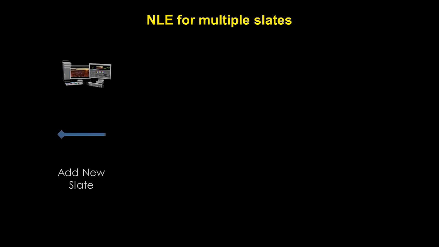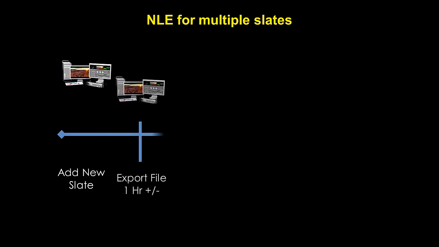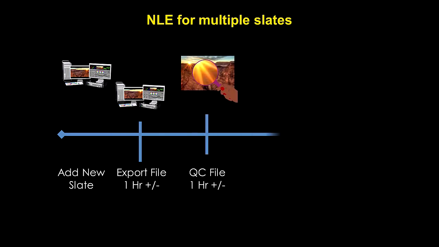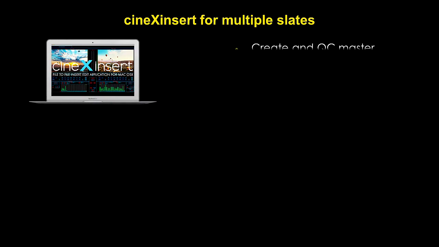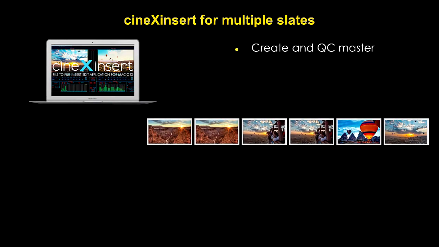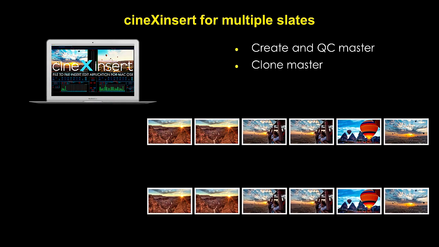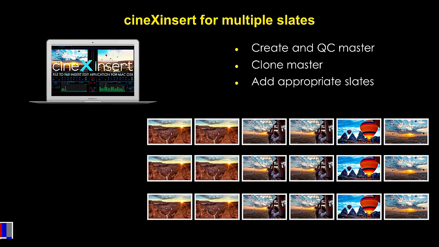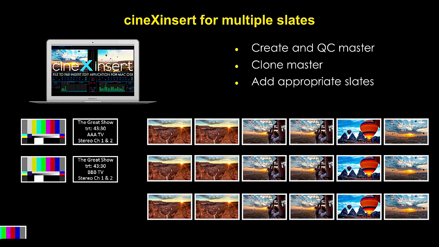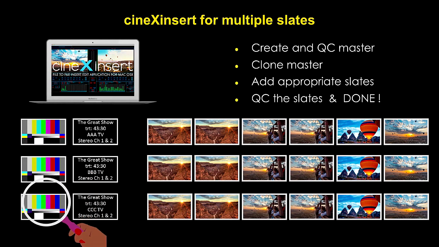Adding different slates to a completed show also takes about 2 hours per file. An hour for each export, and an hour to QC. And then you do the next one. With CineX, you export and QC the show once, make checksum validated copies, insert the new content at the top, and QC just the top of each file.